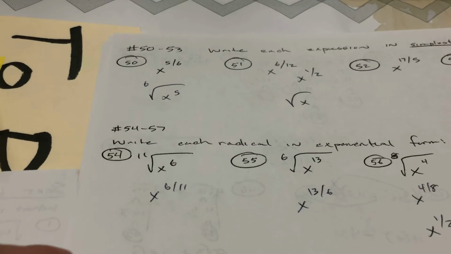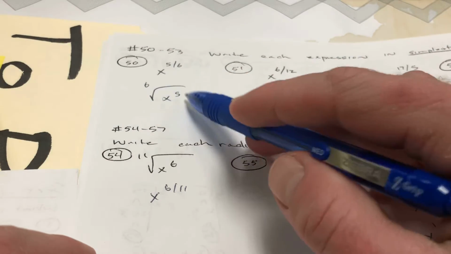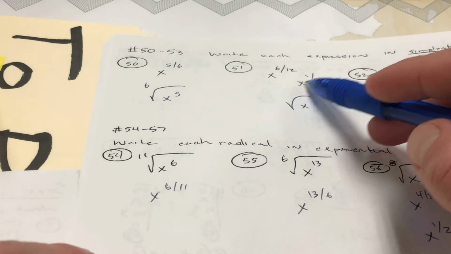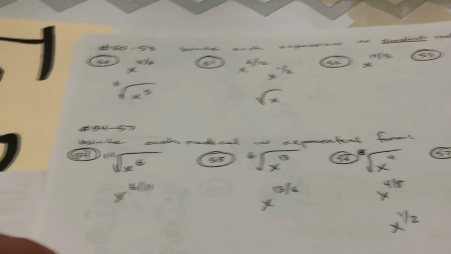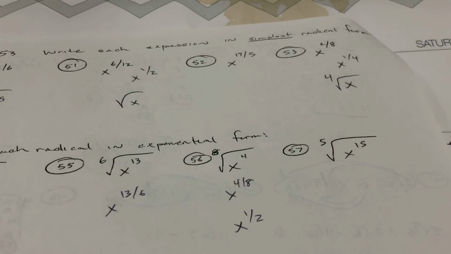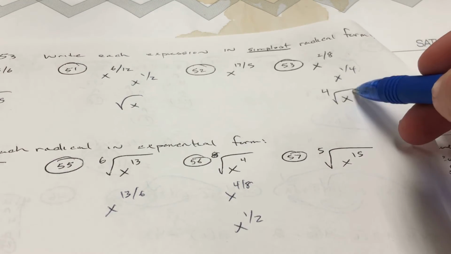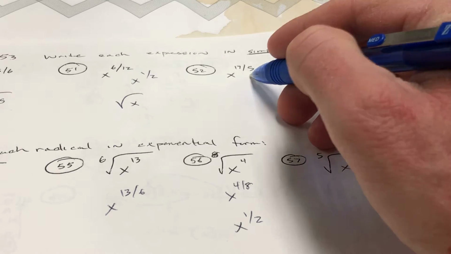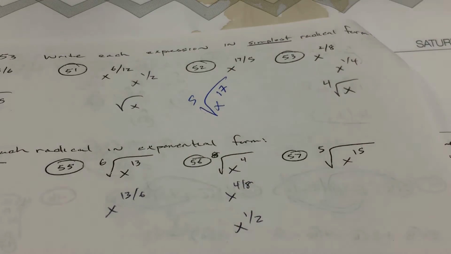Write each expression in simplest radical form. You are taking the 6th root of x to the 5th. Well, first off, this is x to the 1/2, so you're taking the square root of x to the 1st. Simplest form. This would be x to the 1/4, so you're taking the 4th root of x to the 1st. Here, you're taking the 5th roots of x to the 17th.